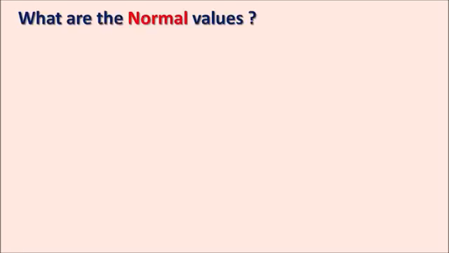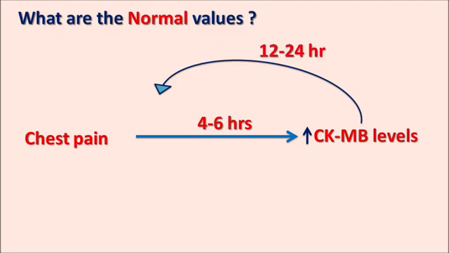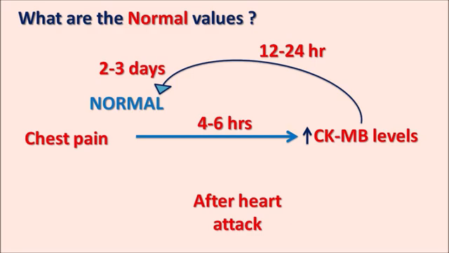What are the normal values? So whenever chest pain develops due to a heart attack in the patients, within 4 to 6 hours, the CK-MB levels are going to be elevated and they reach the peak values within 12 to 24 hours. After 2 to 3 days, these CK-MB levels come back to the normal value. So after a heart attack, there will be a positive result for the CK-MB test as CK-MB levels are elevated within 4 to 6 hours and they reach the maximum within 12 to 24 hours.